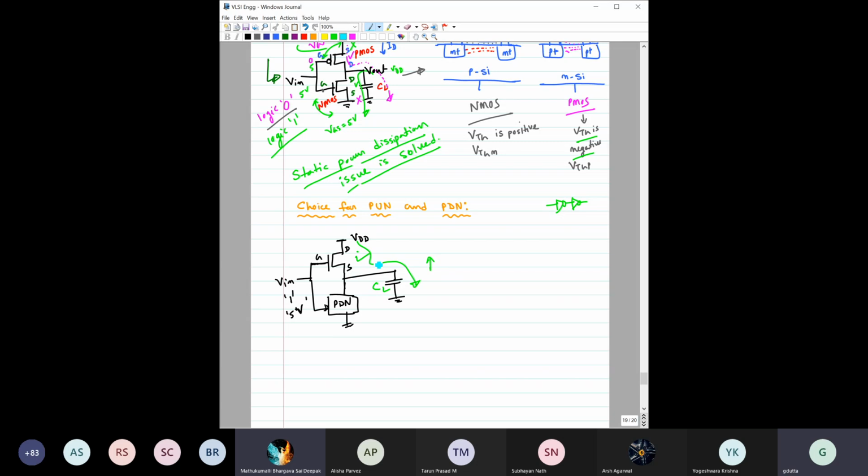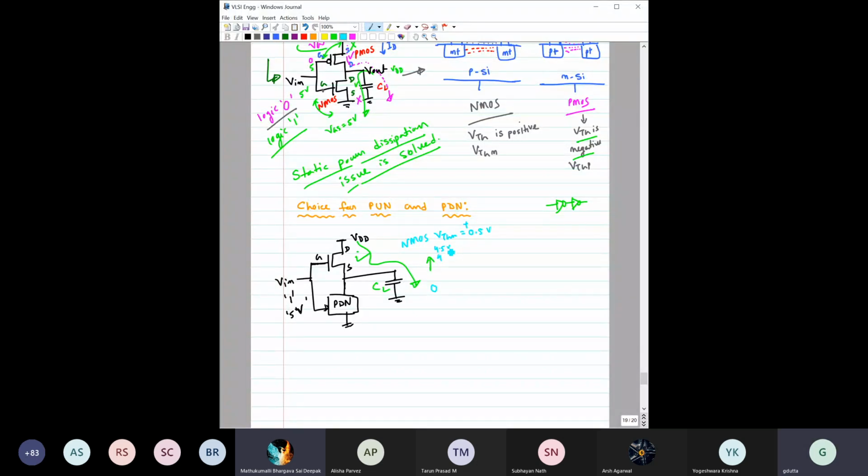As this transistor is on, the voltage across the capacitor will start building. It will start building from 0: 1 volt, 2 volt, 3 volt, 4 volt. Fine, right? But think about it. Say this NMOS threshold voltage is equal to plus 0.5 volt. Okay, so it has reached up to 4 volt, fine. Now it has reached up to 4.5 volt, that is also fine.